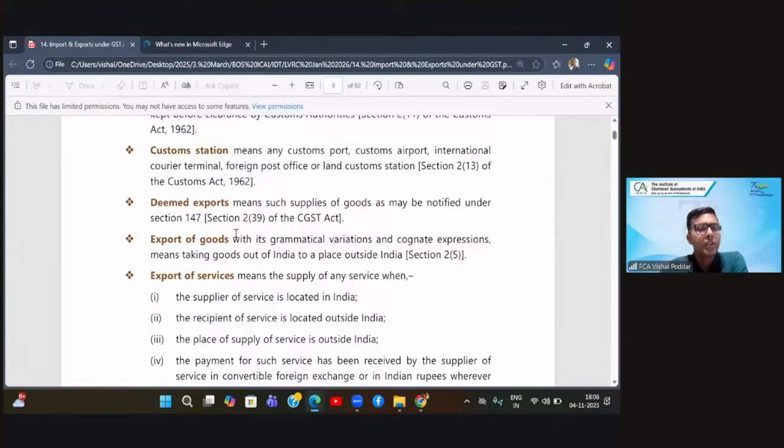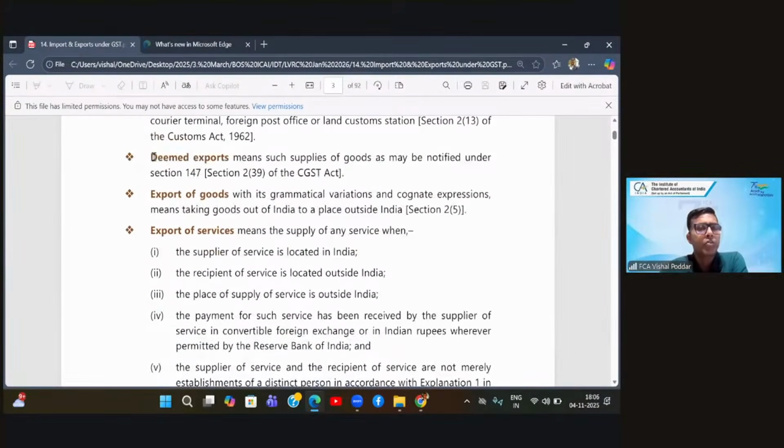Now, some other important definitions. This is going to be important, that is deemed exports. For those who by chance have studied earlier laws or have some idea about earlier laws, there was a different connotation of the term deemed export under the earlier laws. However, the GST law has changed the definition.